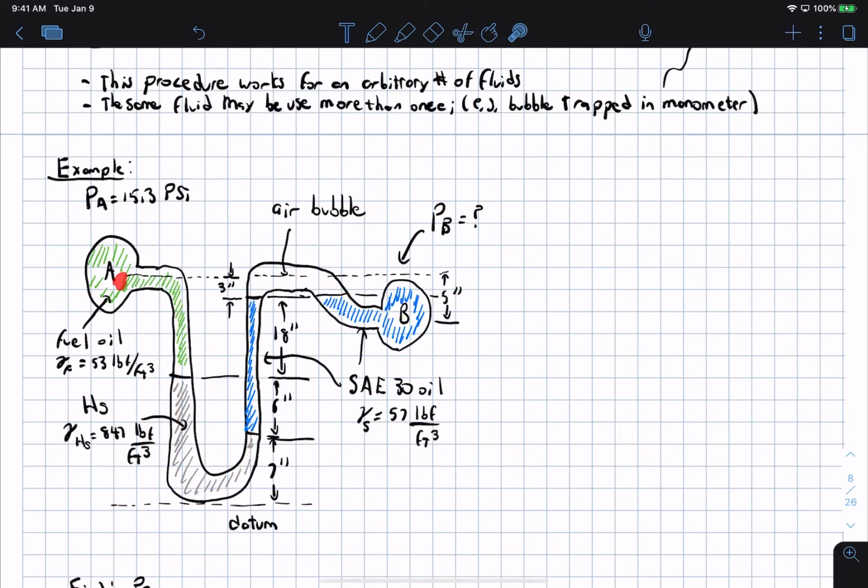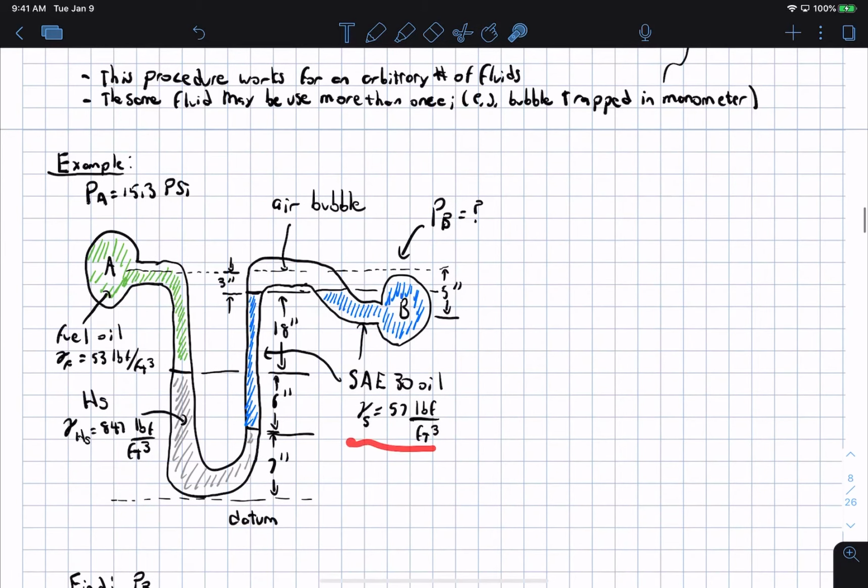So we have fuel over here, and we have the specific weight of 53 pounds-force per cubic foot. Then we have the mercury, which is right here, which has a specific weight of 847 pounds-force per cubic foot. Then these blue pieces here are SAE30 oil, and that has a specific weight of 57 pounds-force per cubic foot. And between these sections of SAE30 oil, we have an air bubble trapped.